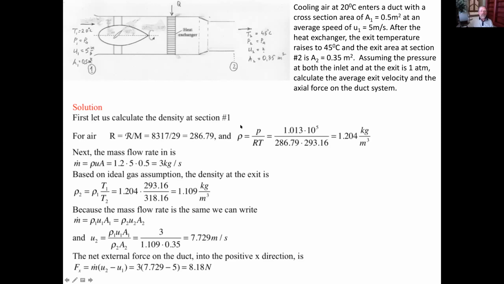First of all, we use the ideal gas relation to calculate the density. Remember, we did the R for air, the universal.